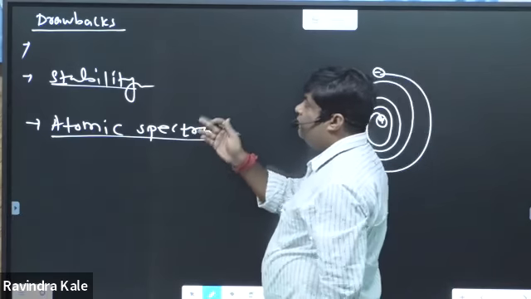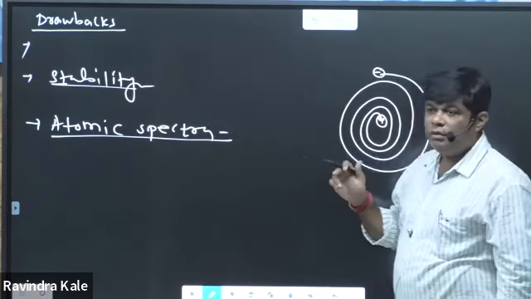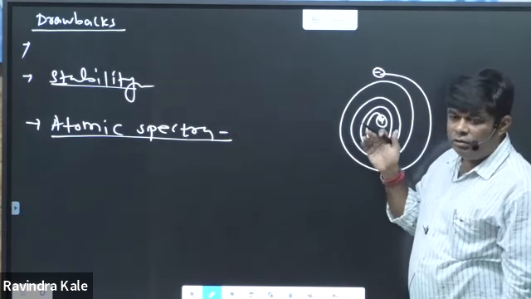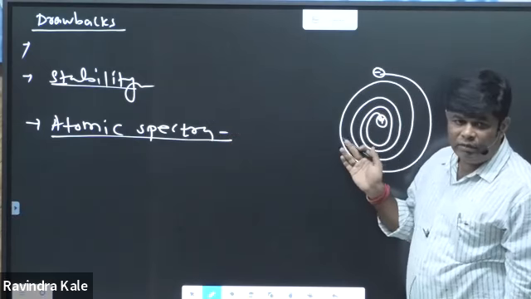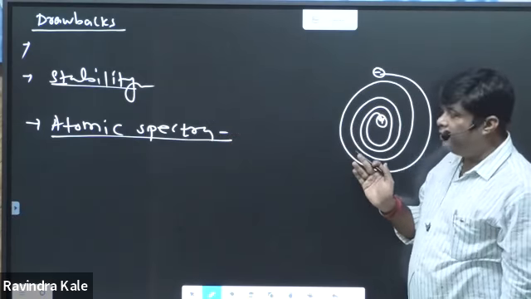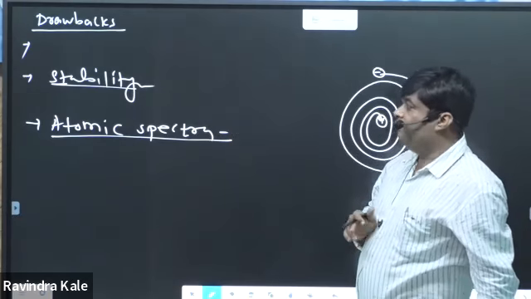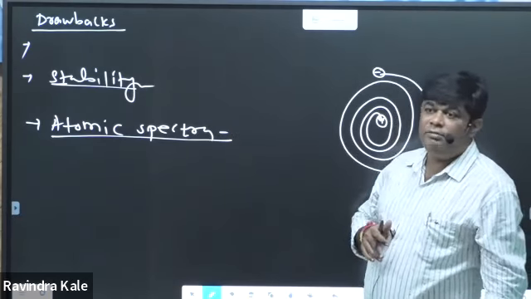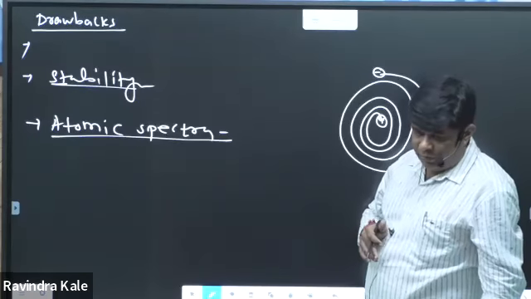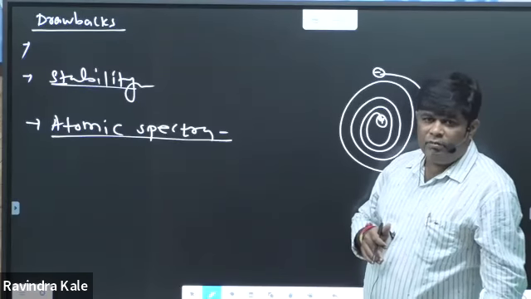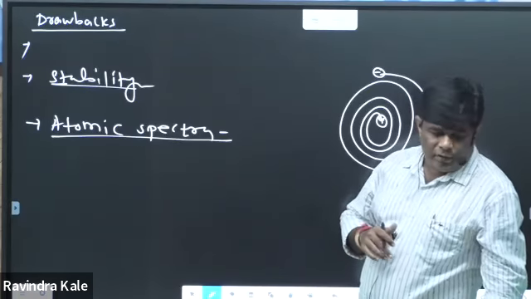It fails to explain the continuous revolution of the electron around the nucleus. Then it fails to explain the stability of an atom, as well as the arrangement of electrons around the nucleus, and it fails to explain the atomic spectrum, in that the emission spectrum and absorption spectrum. What are the emission spectrum and absorption spectrum? That is the upcoming part for us.